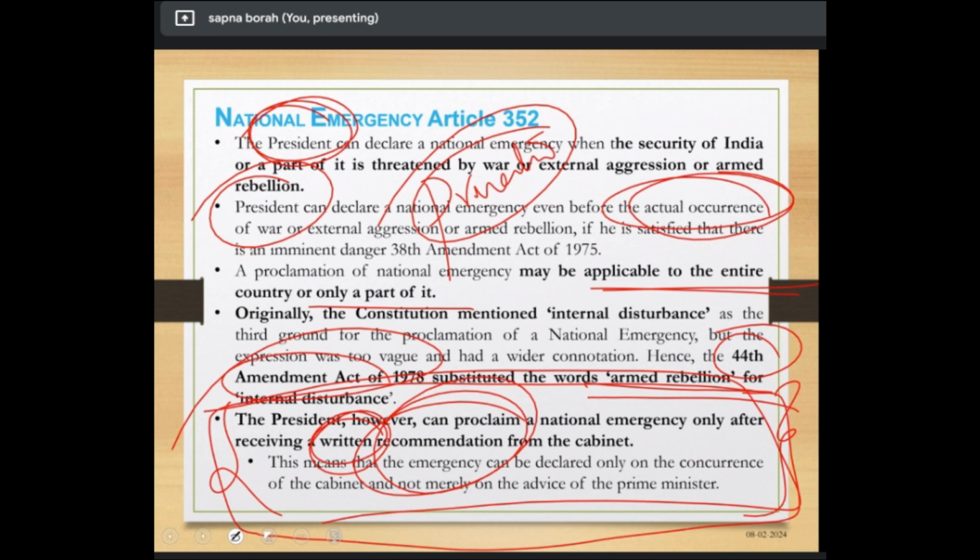From time to time, please try to catch it. Prelims may not ask directly, but the concepts will be important to solve questions. So the president can proclaim the national emergency only after receiving a written recommendation. Unless there is a written recommendation, the president cannot proclaim a national emergency. Now who will give this written recommendation? It is from the cabinet, basically the ministers, and the cabinet discusses with Lok Sabha and Rajya Sabha. So ultimately the power lies in the hands of the parliament, and the declaration will be done by the president.